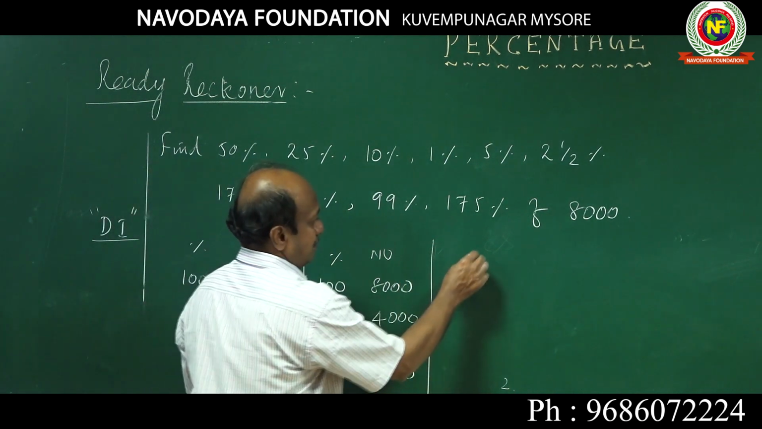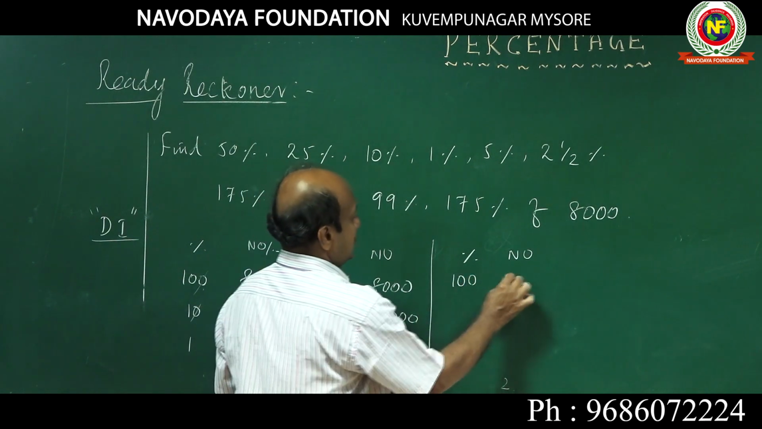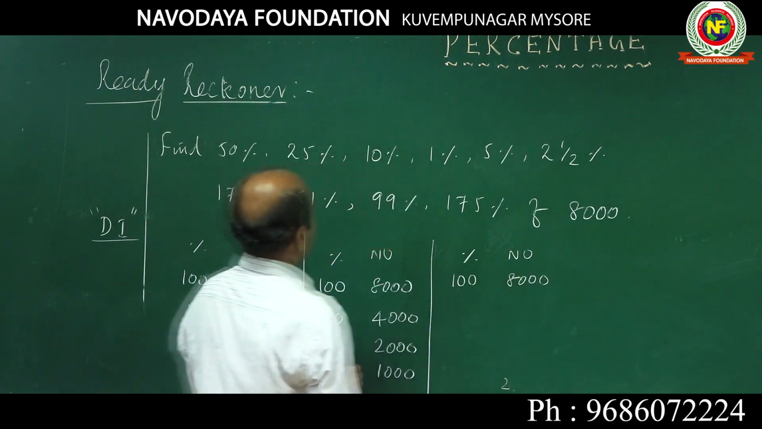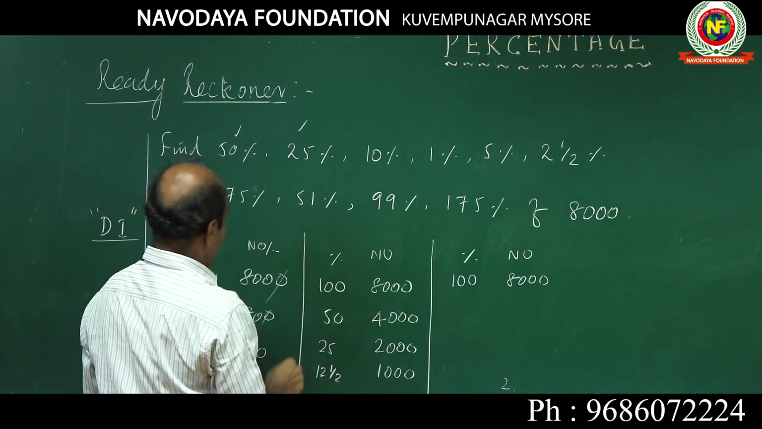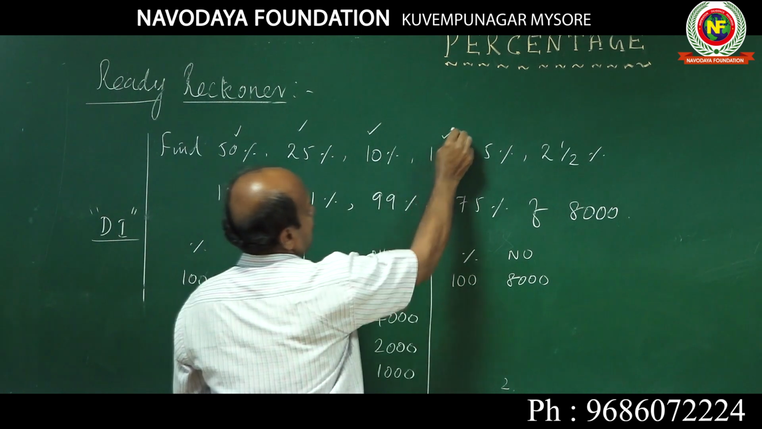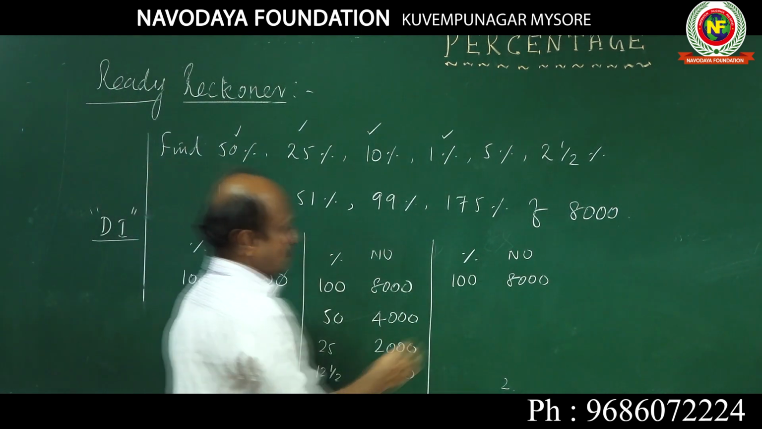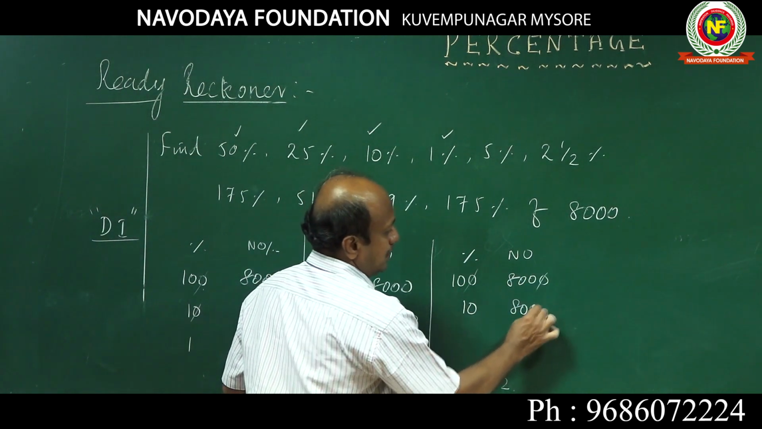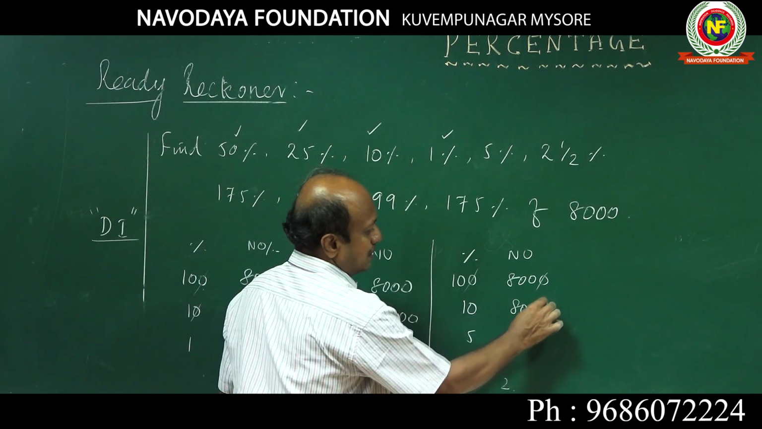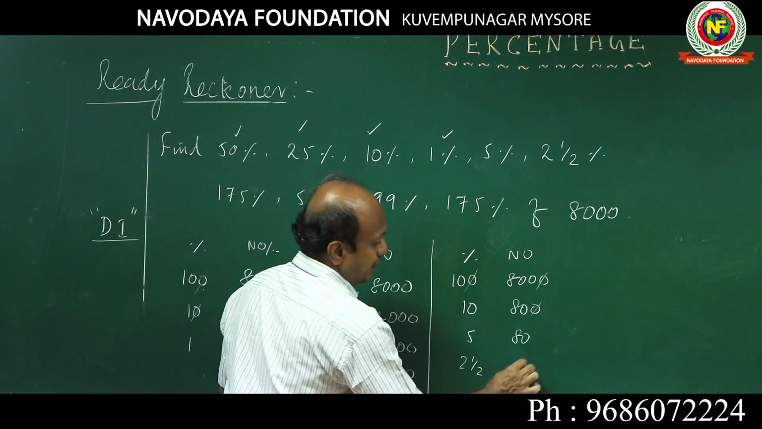The next one again, percentage number. 100% is 8,000. We have seen all this. 50% is over, 25% is over, 10% is over, 1 is over. Next one we will go for further what has to be done. What is 10% here? 10% is nothing but 800. 5% is nothing but 80. 2.5% is nothing but 40.